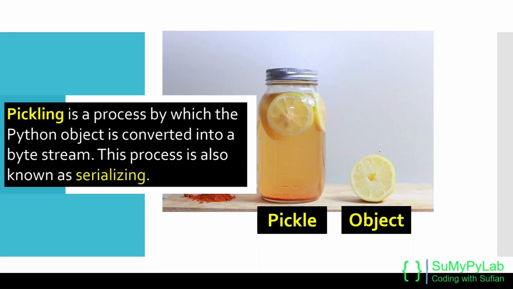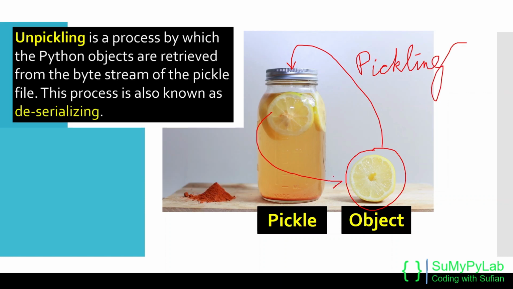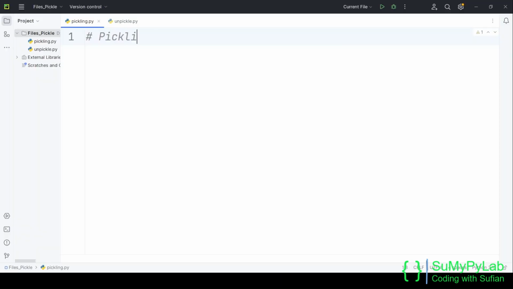Pickling is a process by which the Python object is converted into a byte stream. This process is also known as serializing. Unpickling is a process by which the Python objects are retrieved from the byte stream of the pickle file. This process is also known as deserializing. Here is an example in Python.